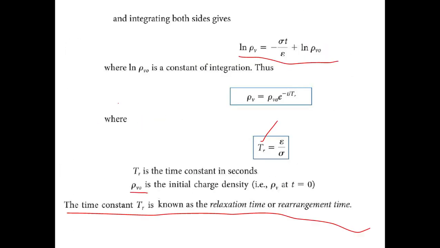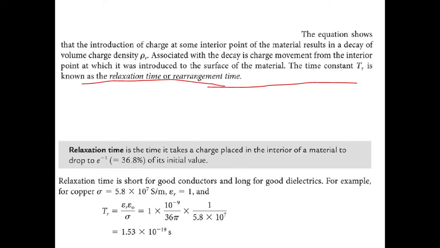Now if you read this, you'll understand. Just go through this one. The equation shows that the introduction of charge, that is, applying an electric field at some interior part of the material, results in decay in the volume charge density rho v, associated with the charge movement from the interior point at which it was introduced to the surface of the material. The time constant TR is known as relaxation time or rearrangement time. So this is the definition of relaxation time.